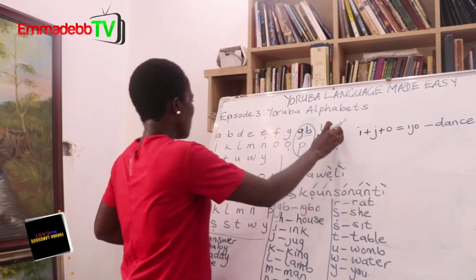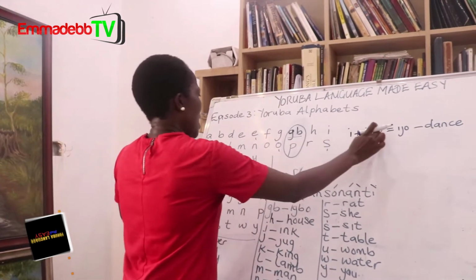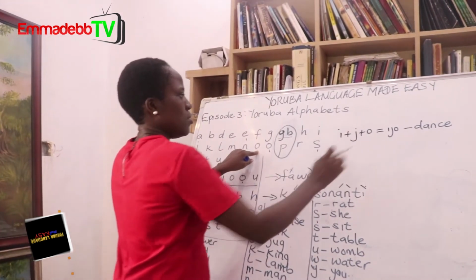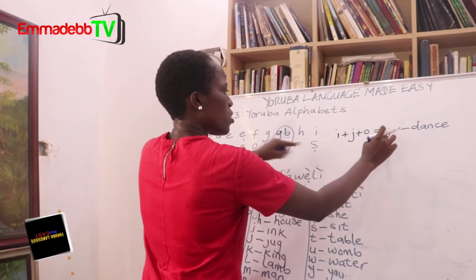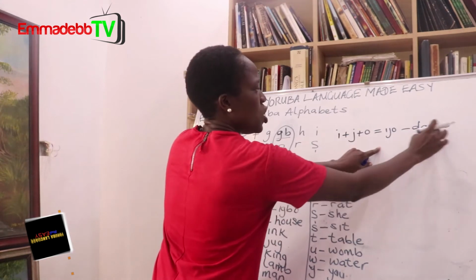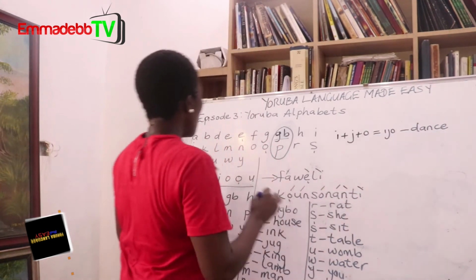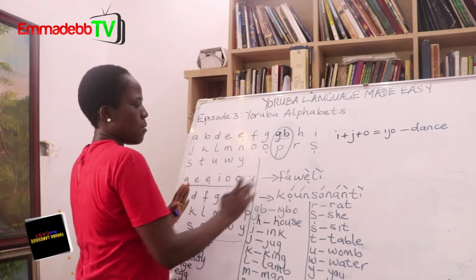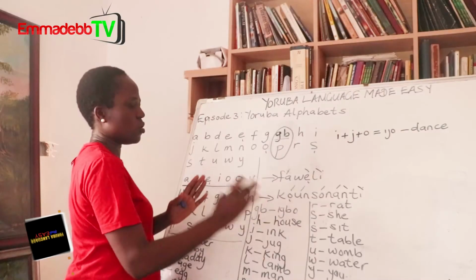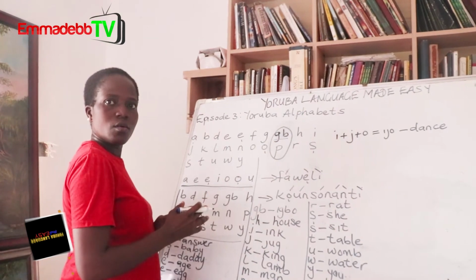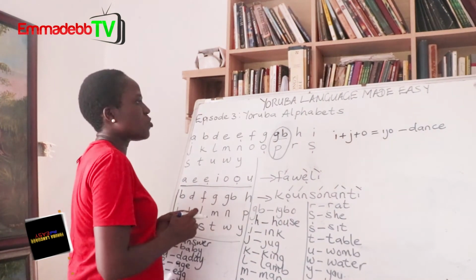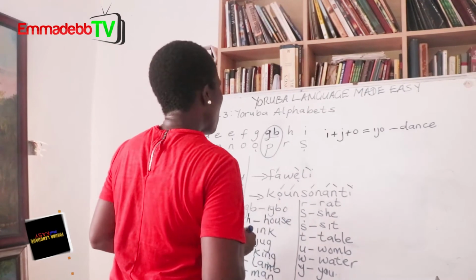This is E here, this is G here, and this is O here. E plus G plus O equals Ijo, and in English, Ijo means dance. So when we take these alphabets, 1 plus 2, 1 plus 1, when we add them together, we are going to have Yoruba words.